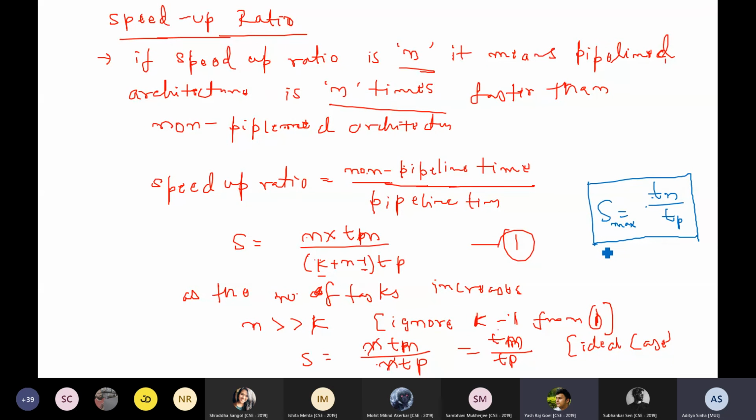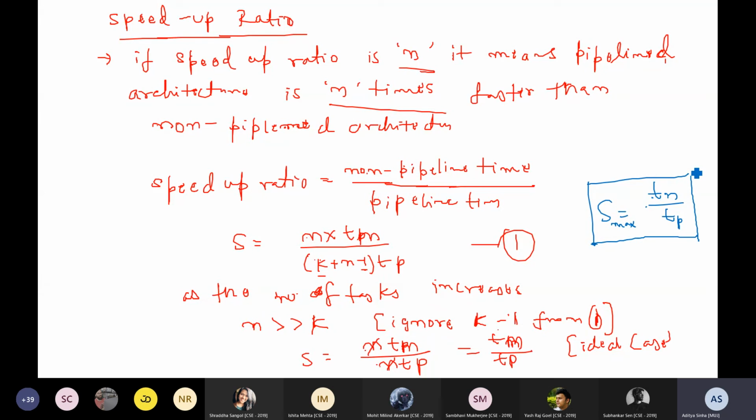What is n? The number of operations, the input data, the task we have to perform. So in a real world scenario, you can imagine this will be a very big number in comparison with the segments we have divided into sub operations. So it will be much more, and in our formula it doesn't matter that much. So that's why the value of S max is Tn by Tp in the ideal case, or when we are actually calculating S max.